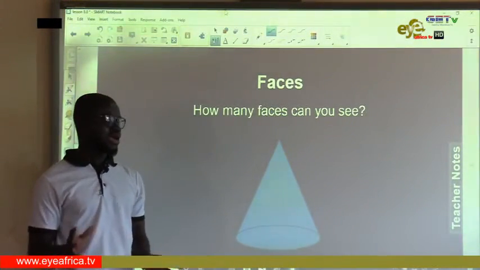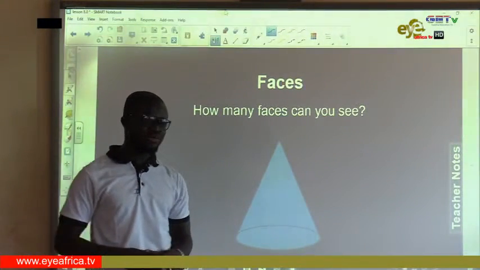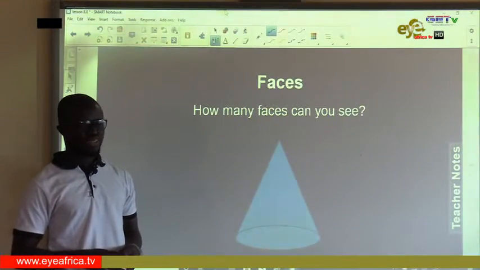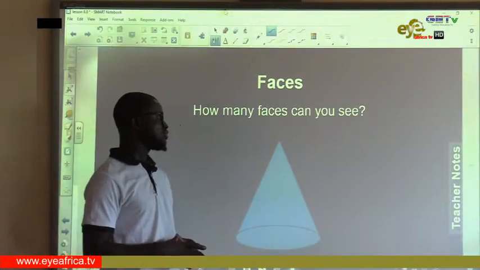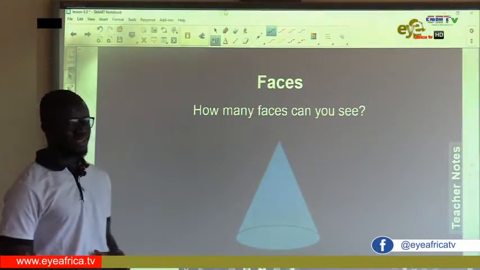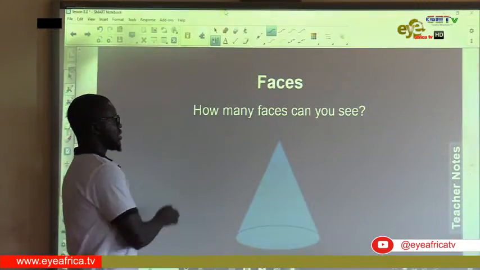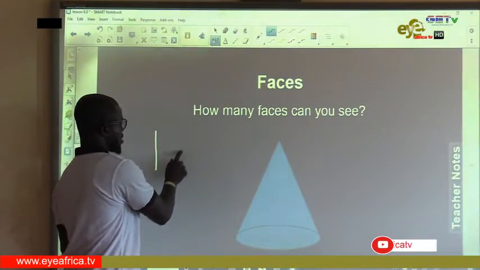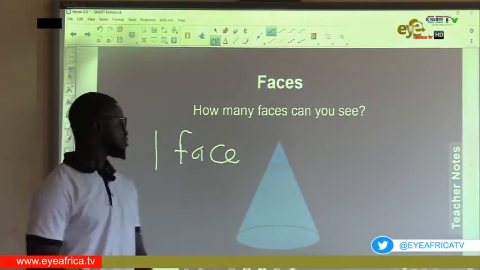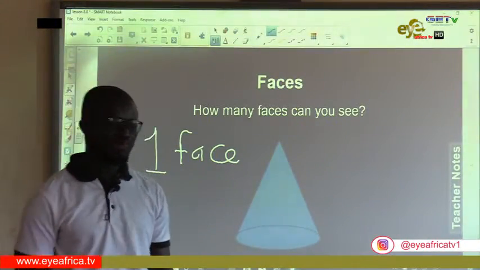Remember, we are centering our attention on the flat surface. How many faces can you see? Your attention should be on the flat face. The correct answer is, it has 1 flat face. So the correct answer is 1 face. Let's move to the next slide.